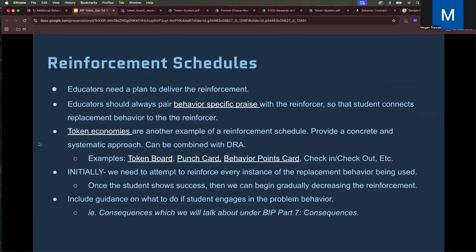We are also going to want to include guidance on what to do if a student engages in a problem behavior. And we will talk about that a little bit later under part 7.